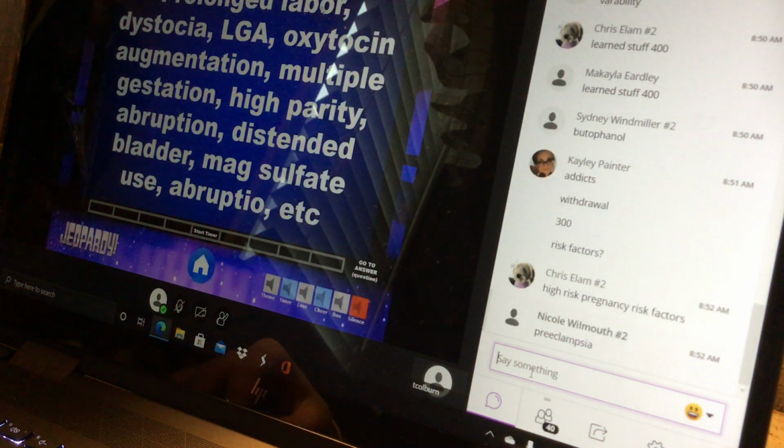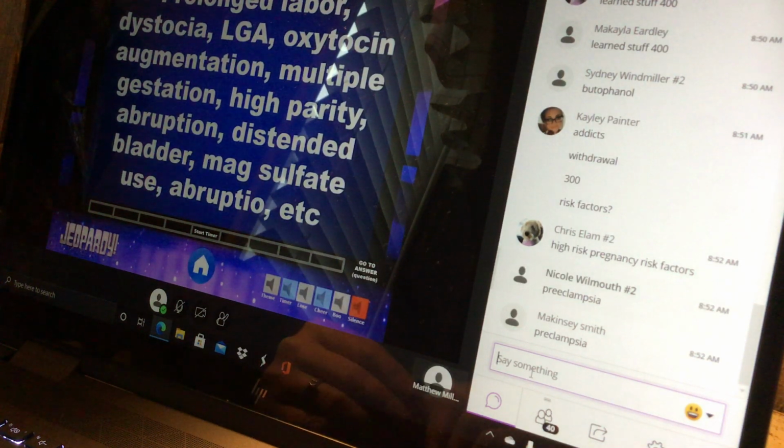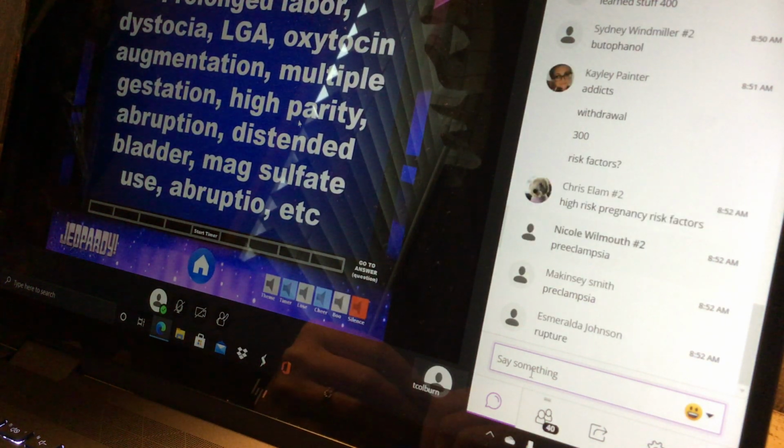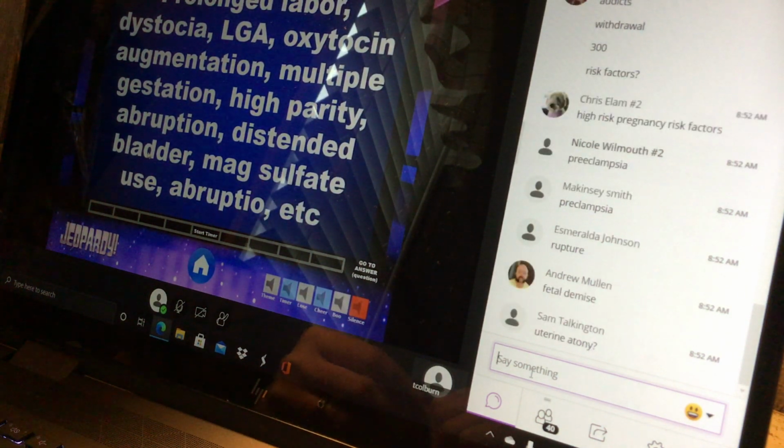So you have prolonged labor, meaning the uterus was working for a long time. Dystocia, that's a problem with the labor. An LGA baby would cause it. Oxytocin augmentation, so they added oxytocin to your labor for a long time. Multiple gestation, there's a bunch of babies. High parity, you've had a bunch of babies. An abruption, the uterus has had broken stuff. Distended bladder. Mag sulfate. Uterine atony. Okay, Sam, you're on the right track.